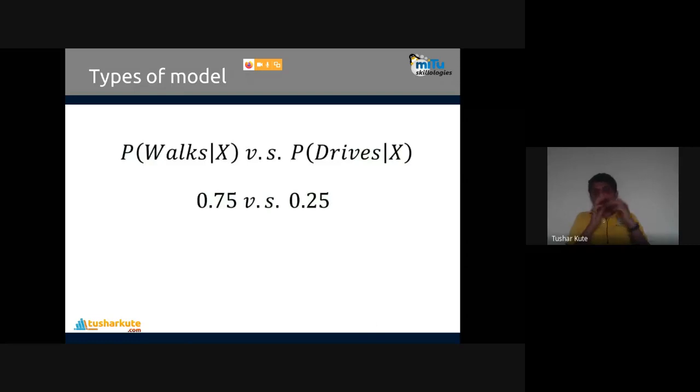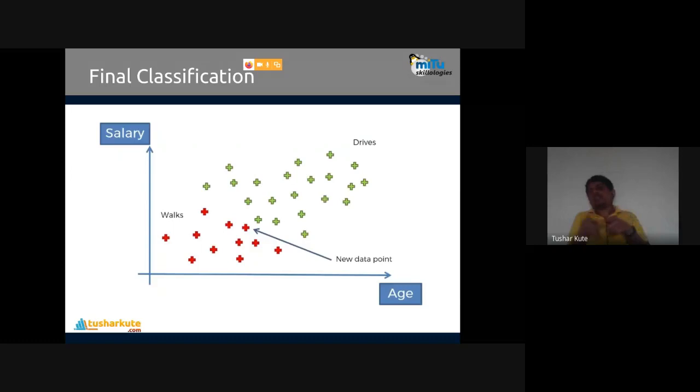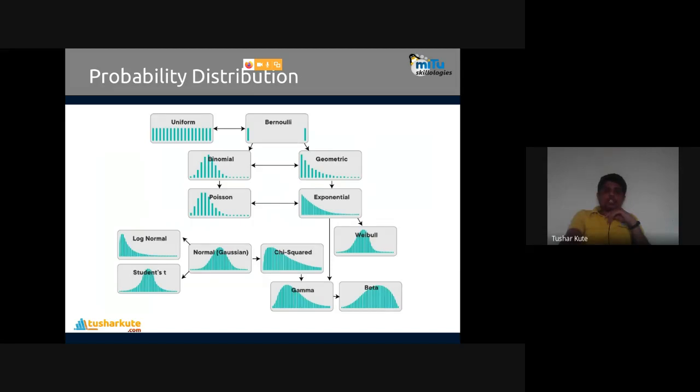0.75 versus 0.25, which is higher? Walk. So the new data point shown over there, the red cross, is in the walker category. It will be the walker. This is how the predictions are done. Predictions using the naive Bayes classifier are possible using this particular mechanism. So this is what we call the naive Bayes classifier.